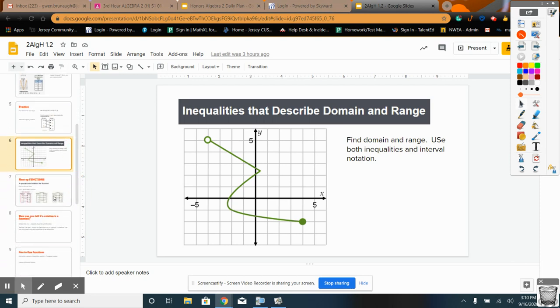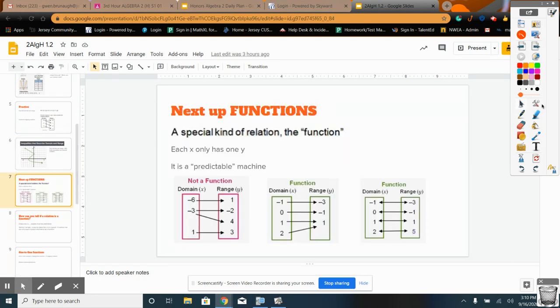Okay, next thing, this is the big guy, functions. I went almost my whole high school career not clearly understanding functions, and it made my college life a little bit more difficult. So I think you really should invest some time in trying to understand what these functions are. And basically, they're just special relations. They're definitely going to be ordered pairs, equations, tables, and that stuff. But these guys are special because of this. Each x only has one y.